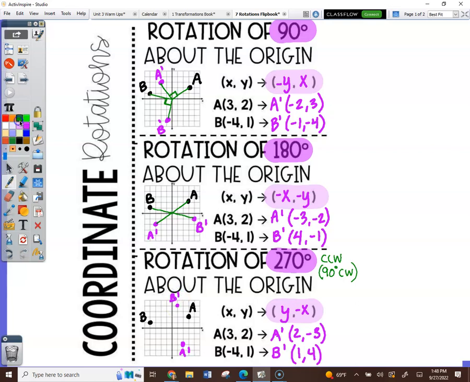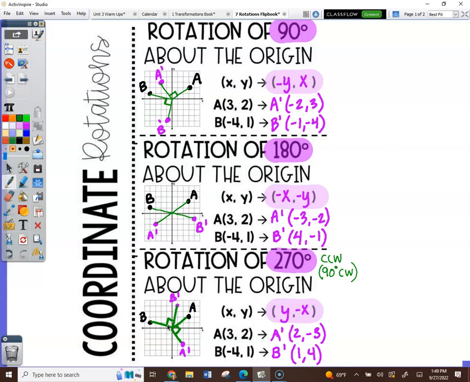And if you draw A to the origin and A prime to the origin, you will notice the 90 on the inside, but you'll also notice the 270 over here. See, there's the 90, which means going the other direction, it's 270. B and B prime, same thing.